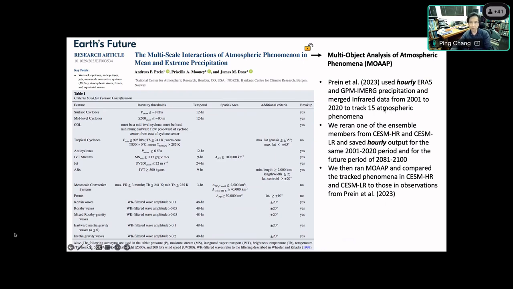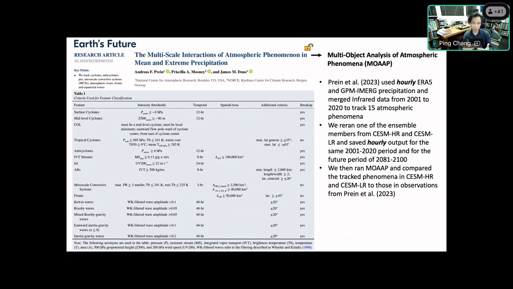What Andreas did is that he applied this analysis package to the ERA5 data, combined with the GPM IMERG precipitation data and also the merged infrared data. That allows him to track all the phenomena which can potentially cause extreme precipitation.